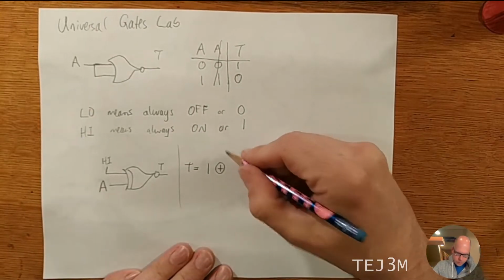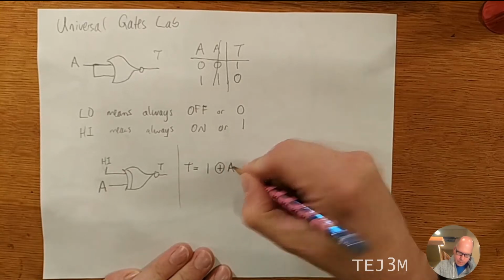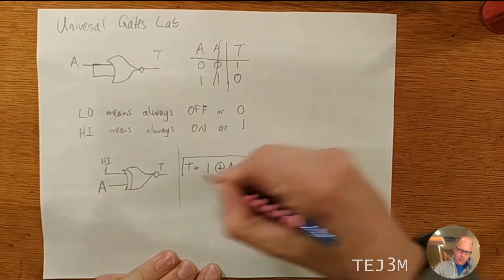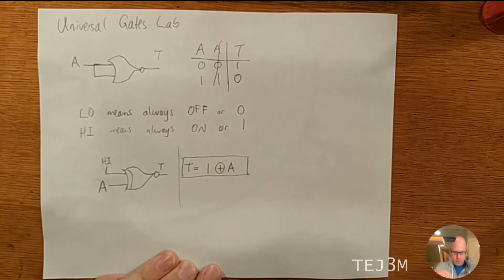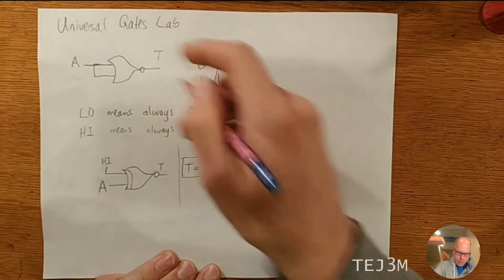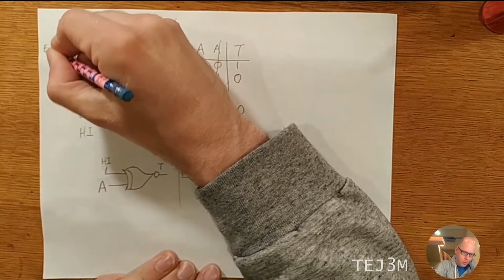So 1, because that's high, XOR'd with A. A is going to be your input. I just did the truth expression. I didn't do the truth table, which is what I meant to do. We had to do the expression as well. We'll come back to the expression for the first example in a moment.